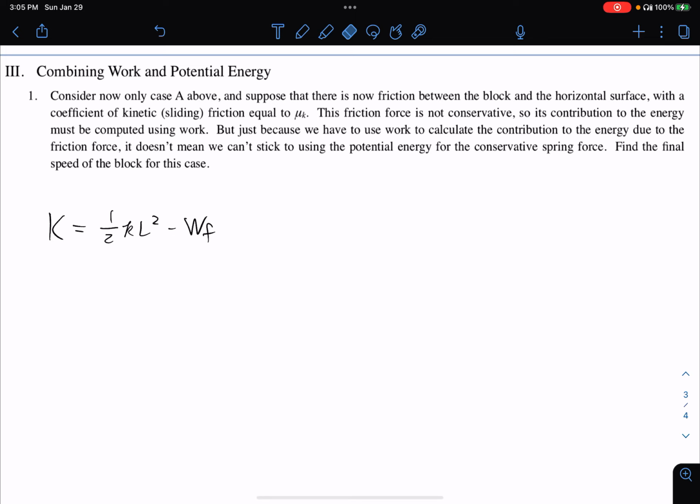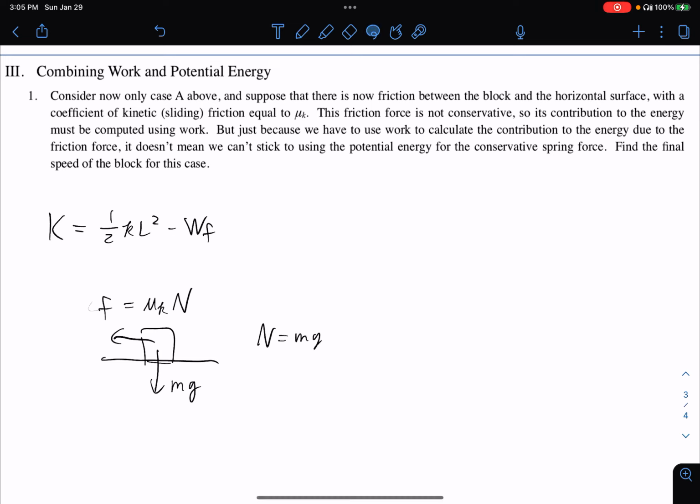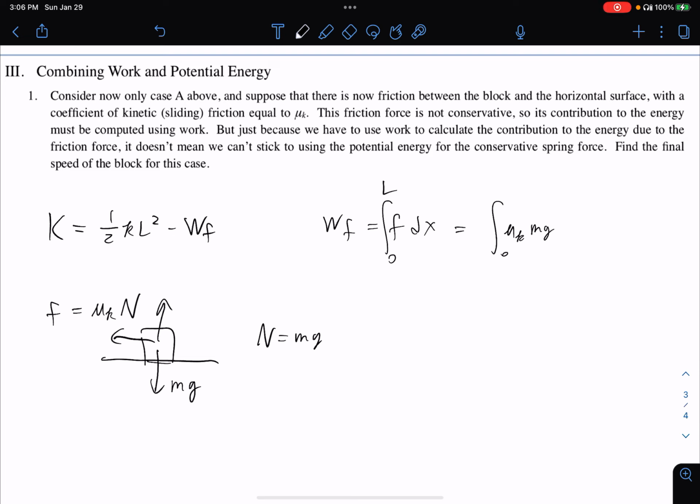In scenario A, the block is sliding horizontally, so the friction is going backward, which equals the coefficient of friction times the normal force. In this case, only gravity is pulling the block downward, so the normal force should equal the gravity, and they balance each other vertically. So the work done by the friction will be friction times the distance moved, and friction will be mu k mg, which is a constant throughout the entire process. So this will be the work done by friction.